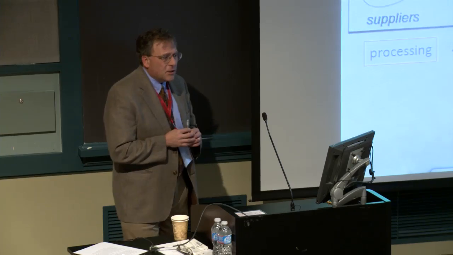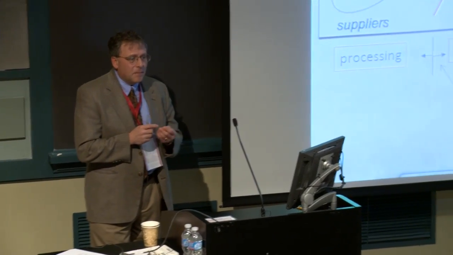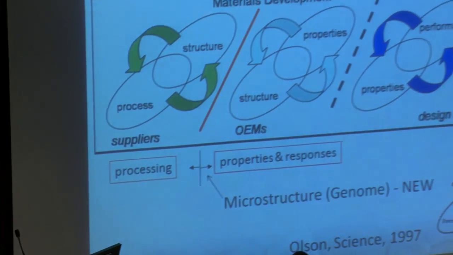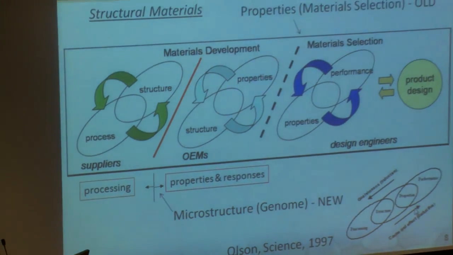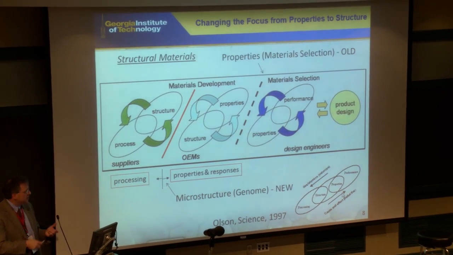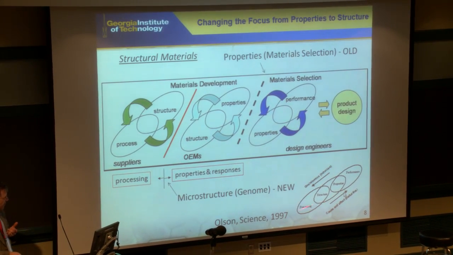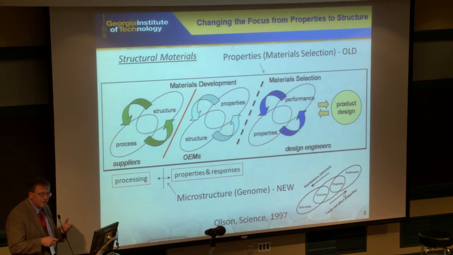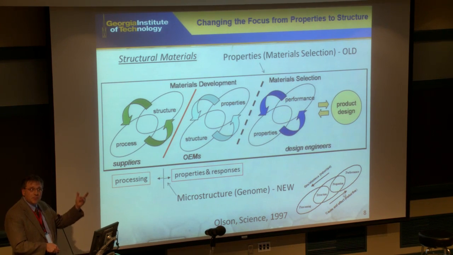This, I think, is a useful way of thinking about an early impact of MGI on the way we view classical material science decomposition of process, structure, property, performance relations. This overlapping Venn diagram is from Greg Olson's 1997 paper in Science, where he laid out very nicely the fact that normally we do bottom-up scientific inquiry of those relations, but the design problem is the inverse problem.